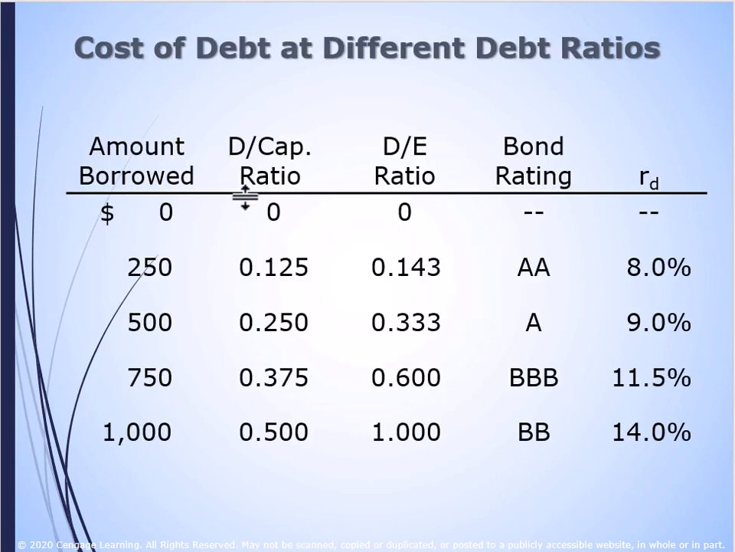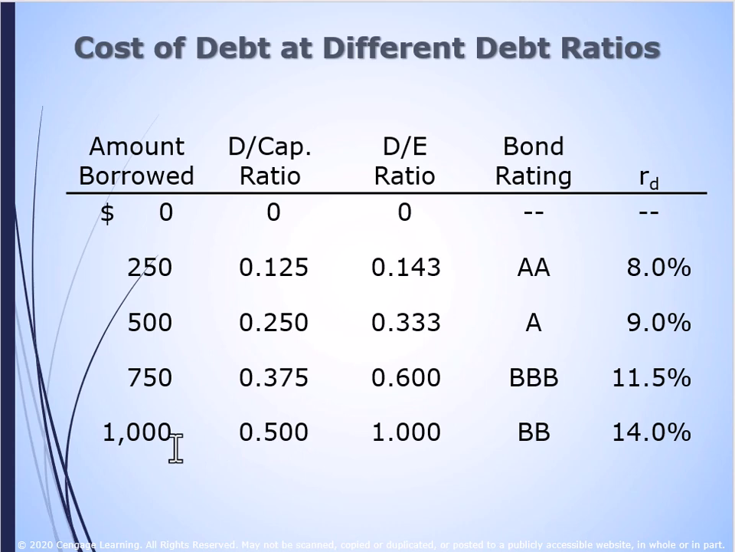So here we have this company. Here's the amount that they borrowed, from 0 to 1,000. Here's their debt to capital. We've done that calculation for a previous company. You see it goes from 12.5% to 50%. And the debt equity ratio goes from 0.143 for $250,000 in debt, clear up to 100%.